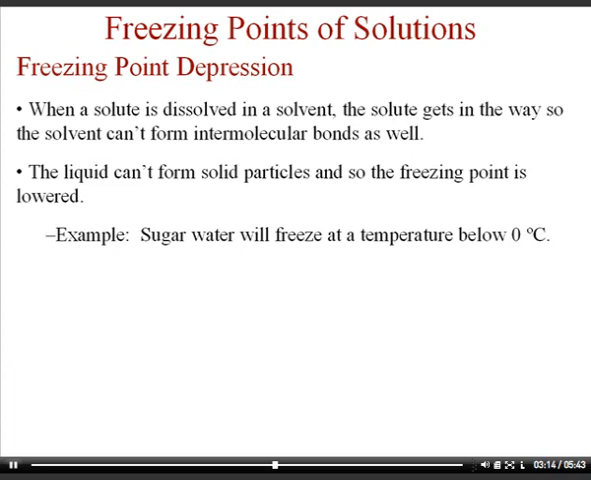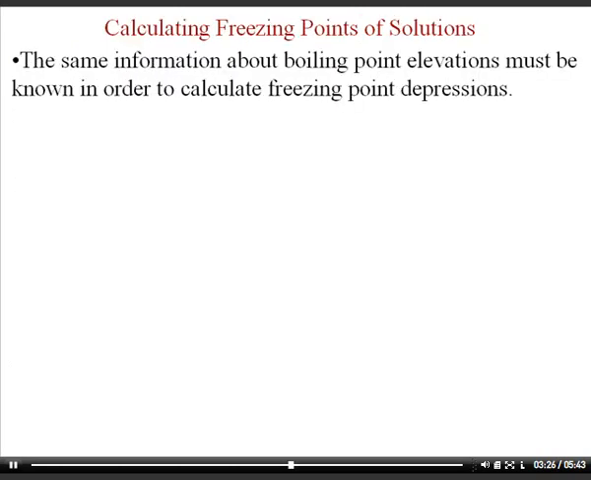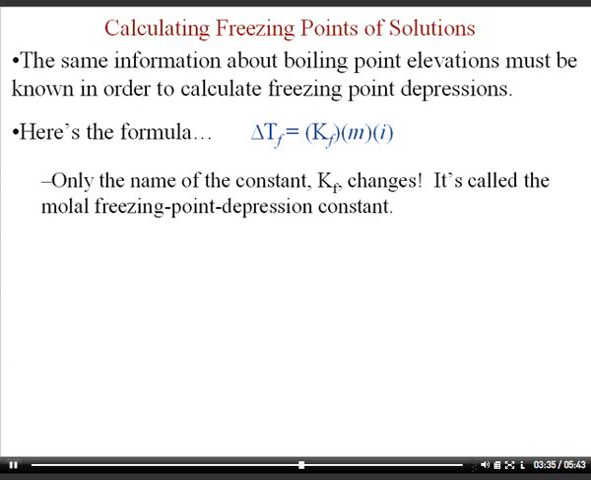So for example, if you have sugar dissolved in water, the sugar gets in the way of the hydrogen bonds that the water is trying to make, and so it's going to freeze at a temperature lower than 0. Now if you want to calculate the freezing point, use the same formula, except that it's called the freezing point depression constant, which is Kf. And again, Kf changes depending on the nature of the liquid.